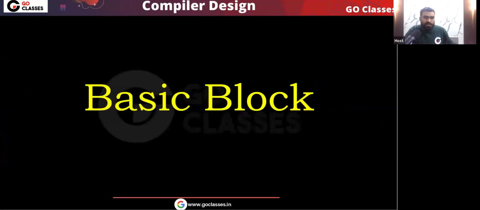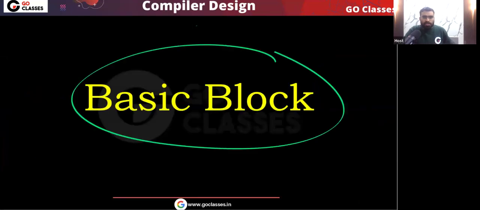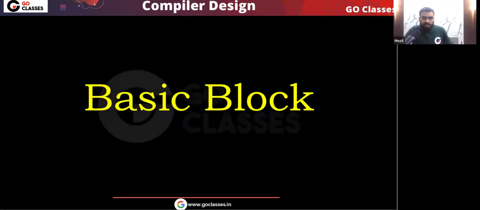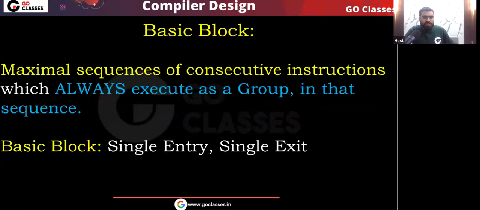So let's start with the basic block. Now, this is the concept we will study first. That is, what is a basic block? Now, the definition is very simple. So let me tell you the definition first, and then we will understand what this definition means. See, the definition is like this.